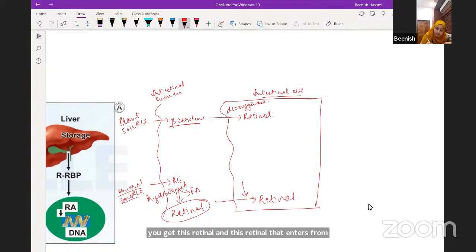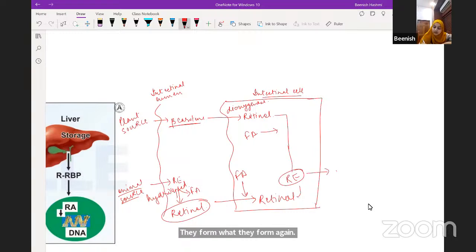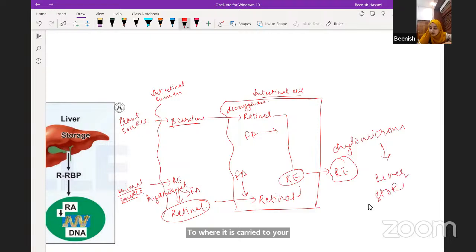Now in the intestinal cell, to this retinol coming from the animal source, fatty acid is added, and also to this retinol which was coming from your plant source, fatty acid is added, and they form what? They form again retinol ester. Now this retinol ester is carried in your chylomicrons. To where is it carried? To your liver. And what is liver? Your storage organ for vitamin A. Okay.